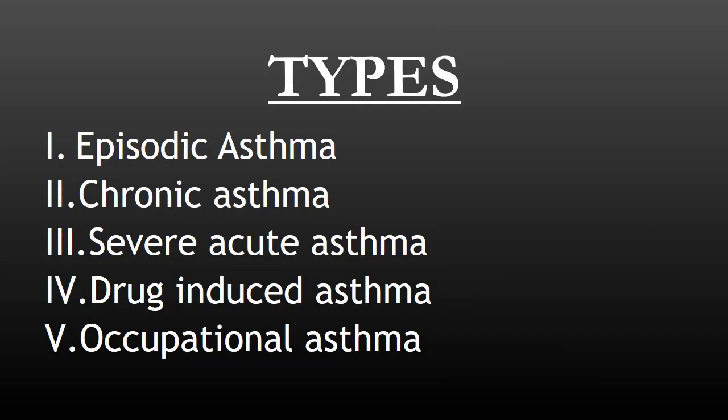Types. Bronchial asthma may be episodic, chronic, severe acute asthma, drug-induced asthma, and occupational asthma. In episodic asthma, the patient has no respiratory symptoms between episodes of asthma. Attack of wheeze and dyspnea may occur at any time and can be sudden onset. Precipitating factors may be allergens, exercise, and viral infection, such as common cold. Duration of attack varies from a few minutes to several days.